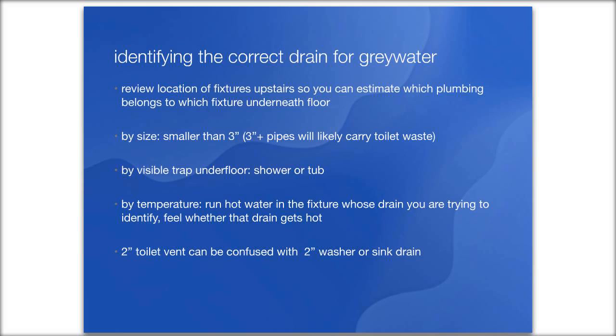And if you see a visible trap under the floor, that's most likely the shower or the tub. But to make absolutely sure that you've got the right pipe, the best thing to do is to run hot water through the fixture whose drain you're trying to locate. And if you feel that the pipe you think is the right one get hot, then you have that confirmation. And remember that the 2-inch toilet vent could conceivably be confused with a 2-inch washer or sink drain, so make sure that you're not confusing that.